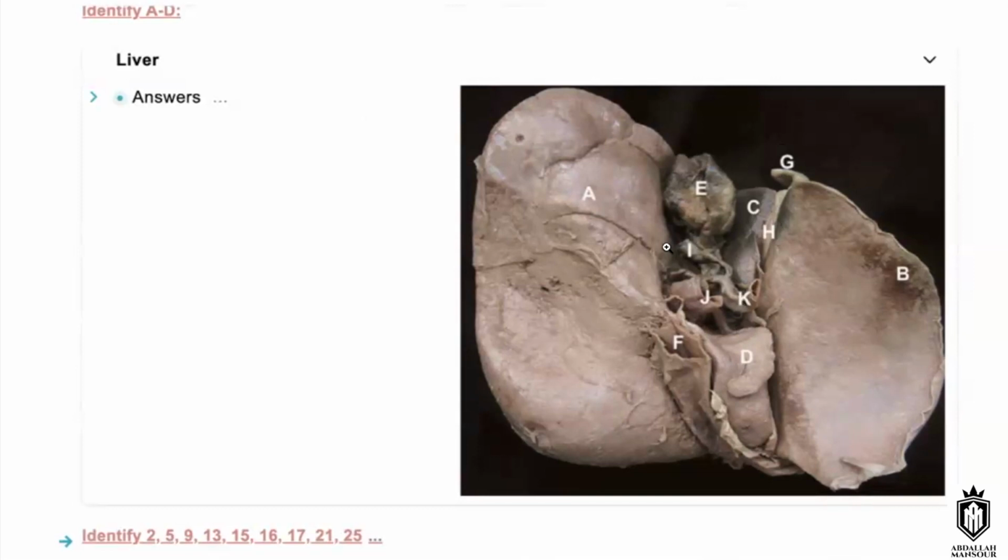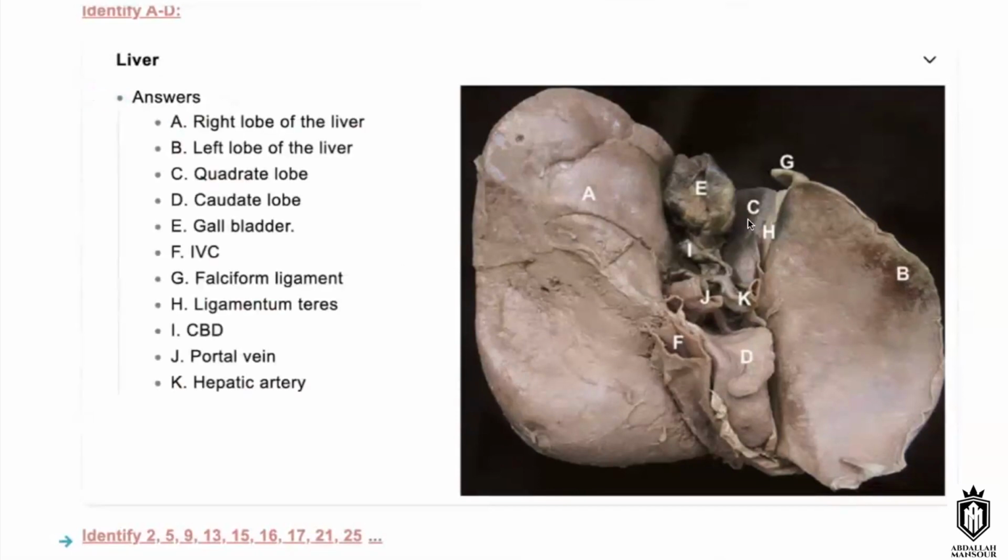We have 3 structures here to identify: I, K, and J. I is the common bile duct, J is the portal vein, and K is the hepatic artery. Okay, what about F? F is the inferior vena cava. And also what about H? Is the ligamentum teres. Yeah, so ligamentum teres, and also the falciform ligament will be sort of G, the continuation. Okay. Yeah, so this is ligamentum teres.